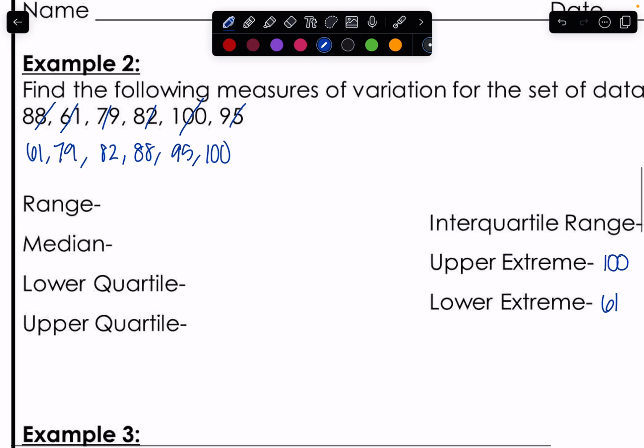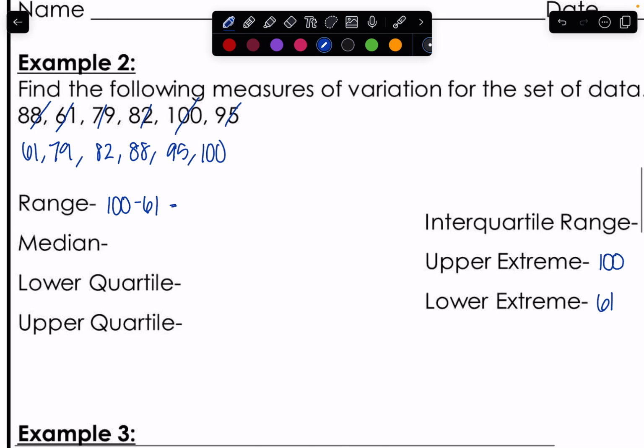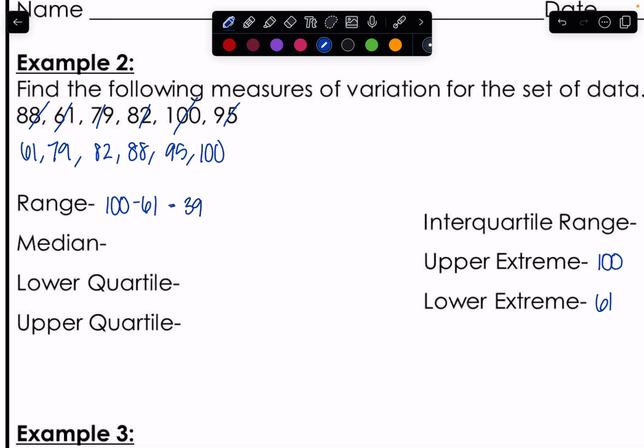That also helps me find the regular range. The range is just largest number minus smallest number. So we can take 100 minus 61. So 100 minus 61, typing that in, gives me 39. So you can find 3 things without having to do any work, just by looking at your problem.